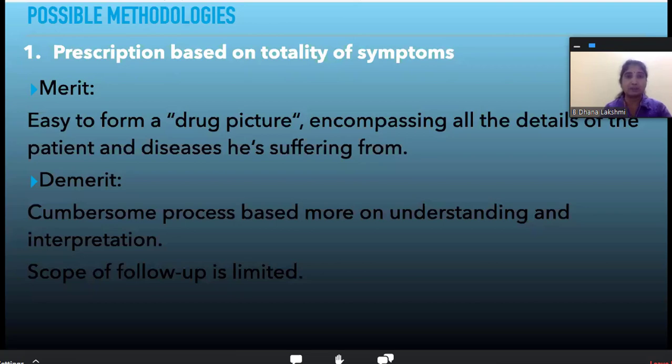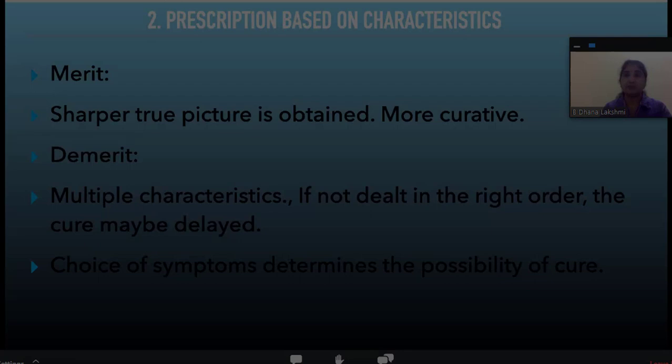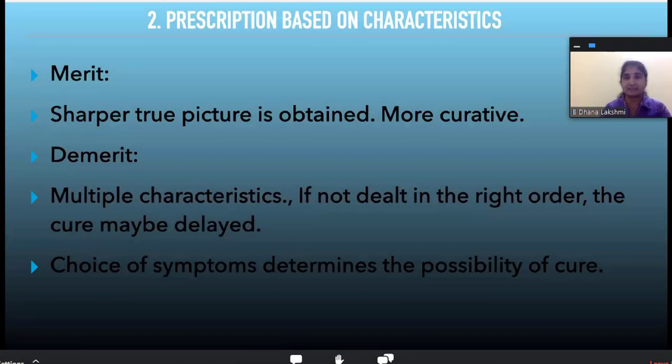Among the many methodologies I tried, one was working out on characteristics. If I could get clear characteristics, two or three characteristics, that would evolve into a good remedy. That was more curative. But the difficulty with handling characteristics is that we need an order to be followed, and that order has to be in the right direction. If you don't go in the right direction, sometimes we may revert from the path of cure, or we may even end up with a palliation or a suppression.